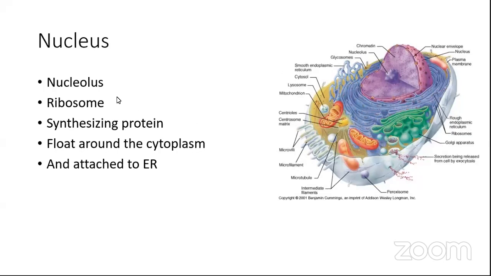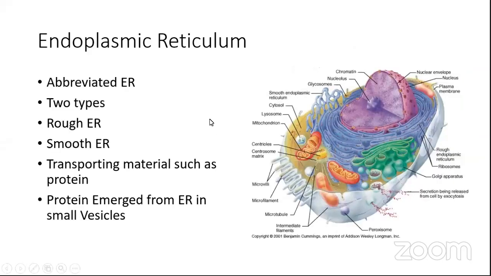Okay, now the nucleus. The nucleus contains the nucleolus and produces ribosomes. These ribosomes synthesize protein, and they are found in the cytoplasm and attached to the endoplasmic reticulum. Right, this endoplasmic reticulum, look at this. There are two types here: rough endoplasmic reticulum and smooth endoplasmic reticulum. Rough endoplasmic reticulum, or rough ER, is where the ribosomes are attached.